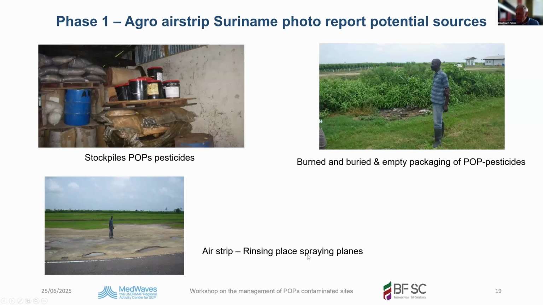And this is the rinsing place of the spraying plane. So the spraying planes were stationed here and then were cleaned. And the cleaning water, the rinsing water, was just flushed off the place. And you see here the impacted soil due to the washing.